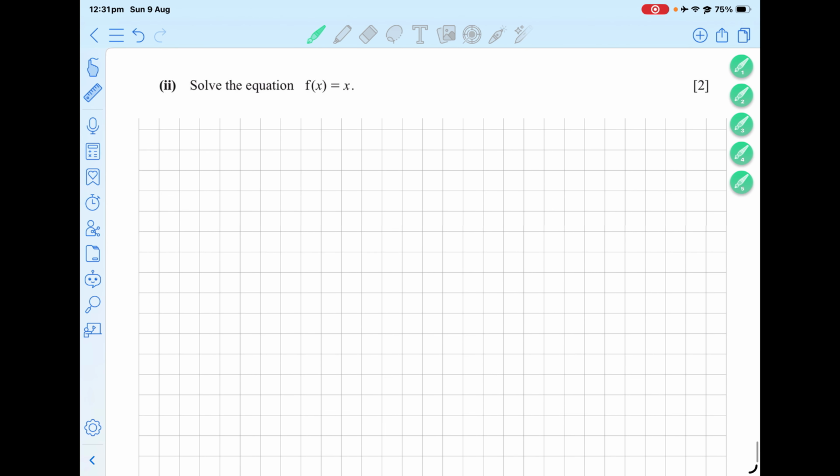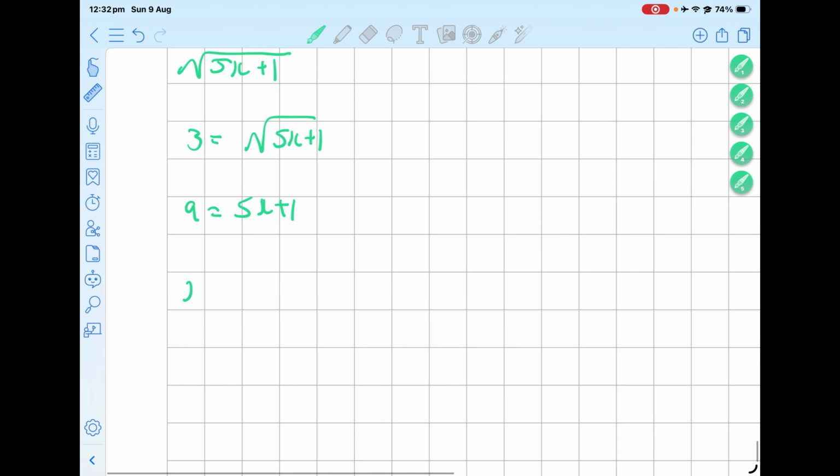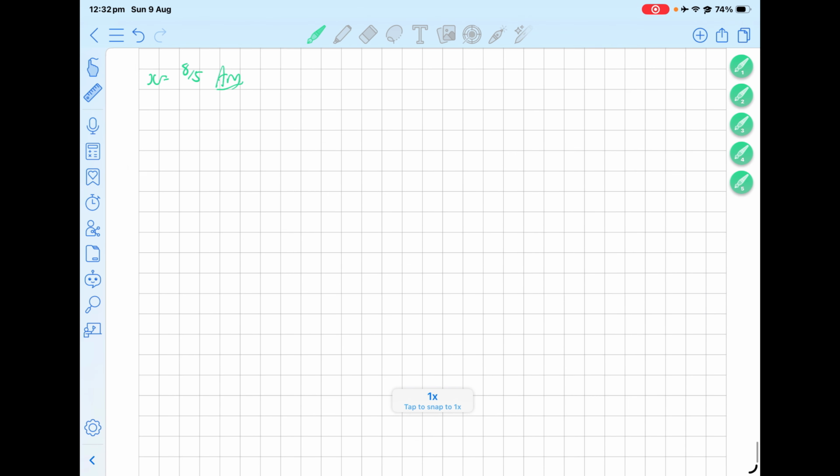Okay, so how do you solve this? We can go about this like that. So this is x, and so 3 is equals to root 5x plus 1. So 9 is equals to 5x plus 1. So I'm like x is equals to 8/5. That will be the answer.